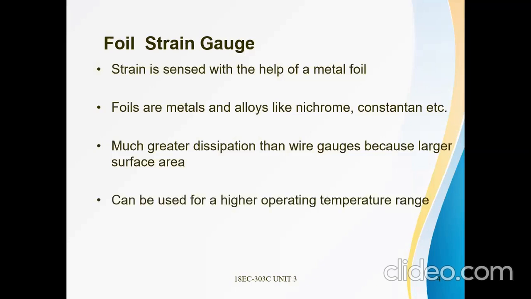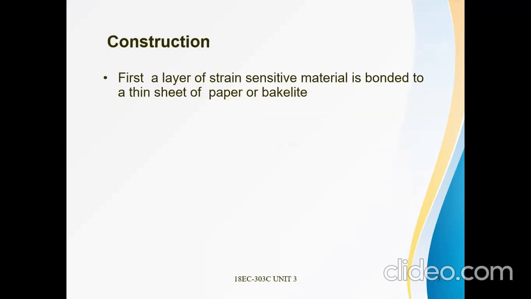It can be used for higher operating temperature ranges. So generally it can be used to operate at high temperature ranges. The temperature range of the foil strain gauge is high compared to the wire strain gauge. Larger surface area leads to better bonding. The bonding will be more in this foil strain gauge because of the larger surface area. We will see the construction of this foil strain gauge.